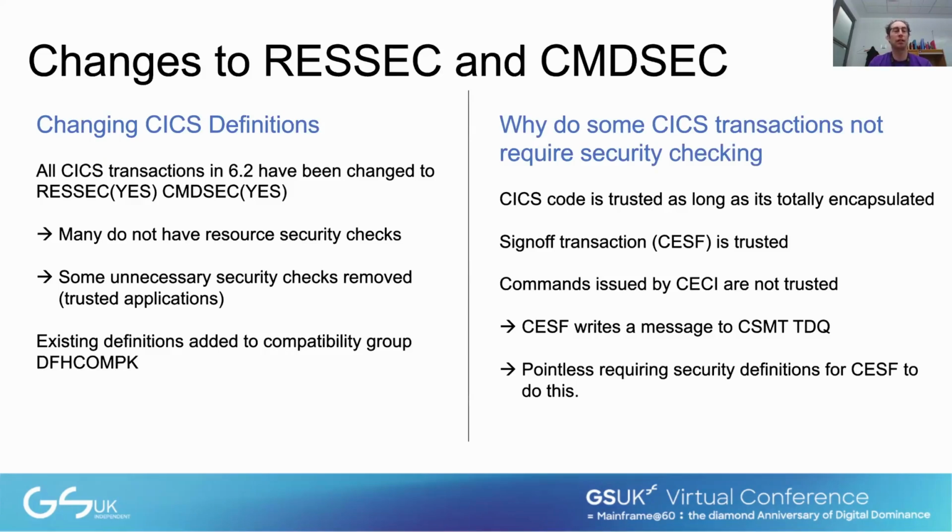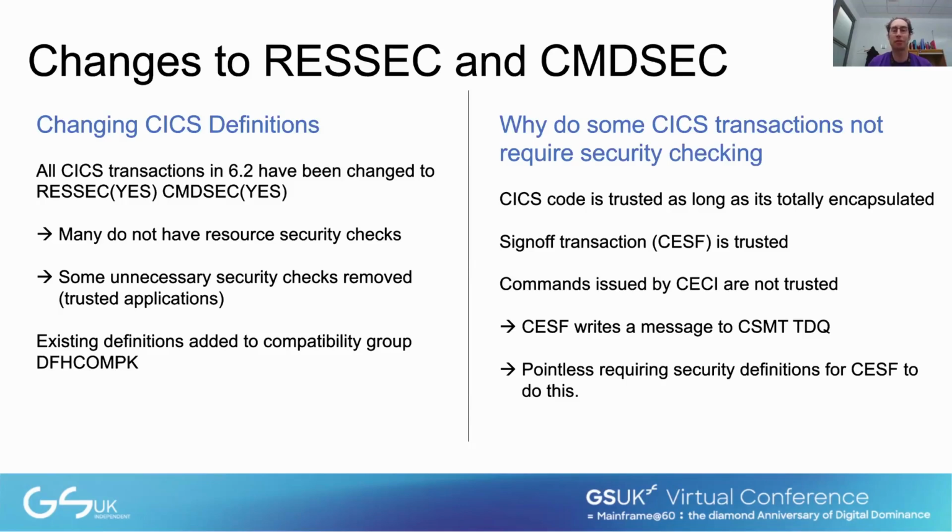So that's our category 1, category 2, category 3 transactions. Many of those don't have security checks anyway, or don't have resource security checks anyway. So it's really a no-op. They're not accessing any resource that was protected. So telling CICS to do checks makes no difference. Some of them were accessing resources, but those checks are unnecessary because they're just a key part of running that transaction.